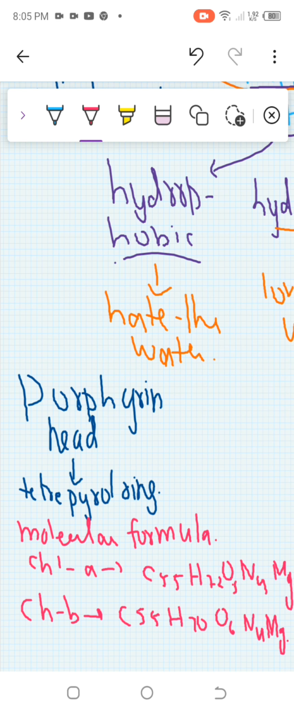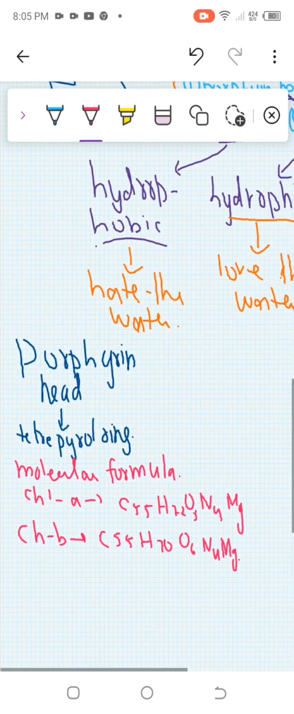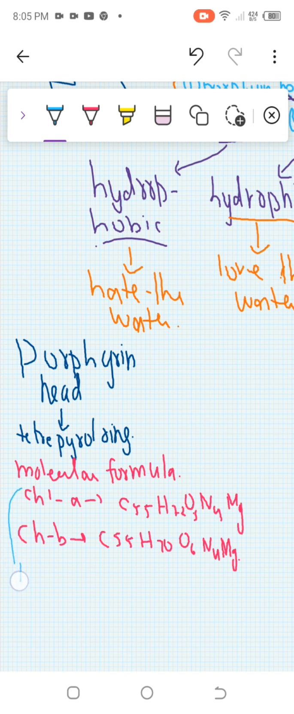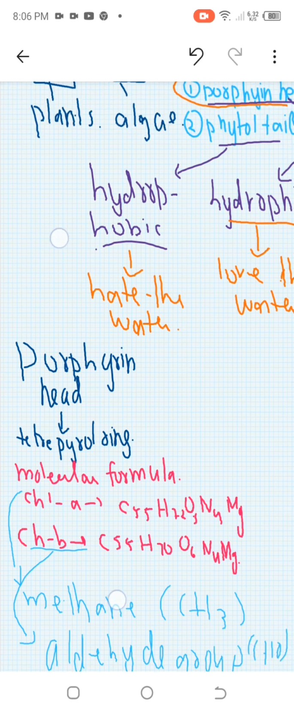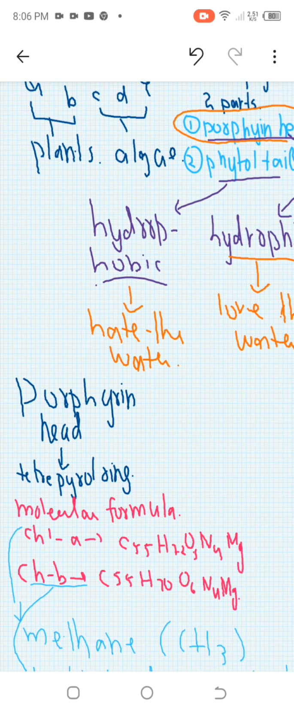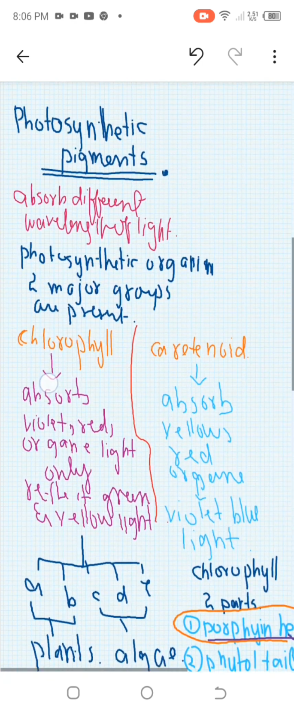Now the last point: chlorophyll A contains the methyl group, which is CH3, while chlorophyll B consists of an aldehyde group, which is CHO. So in the next video we're going to make the ring of this chlorophyll A, this tetrapyrrole ring. In the next video we're going to see.